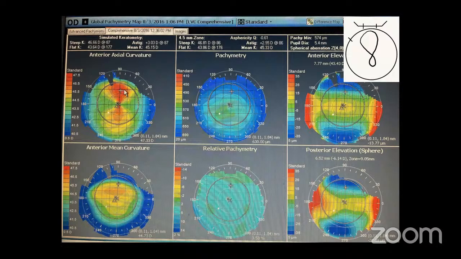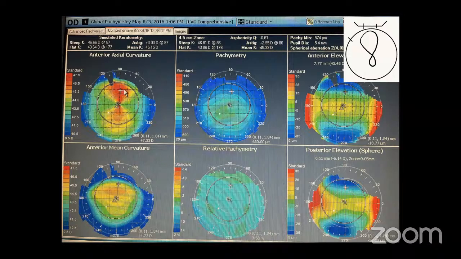Coming to the Pentacam, in the anterior axial curvature, it's showing a symmetric bow-tie pattern. The pachymetry corresponds to 600 in the central 3 mm zone, and the relative pachymetry is around 4, which is within normal limits. Anterior elevation corresponds to 15 and posterior elevation within 3 mm corresponds to minus 20.